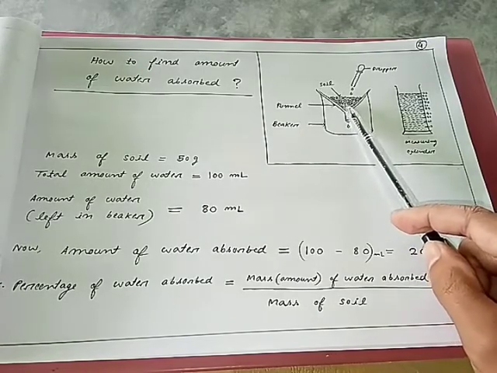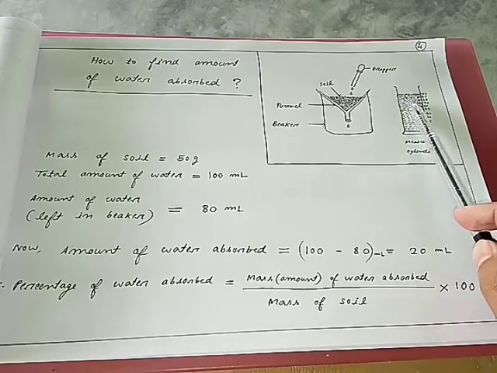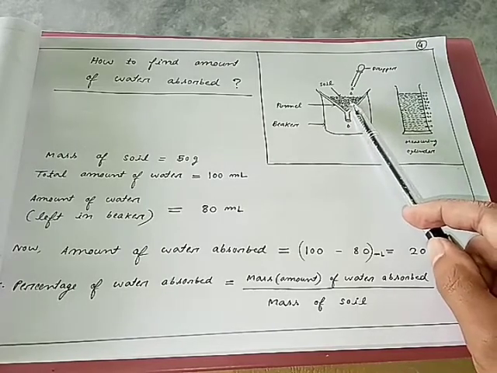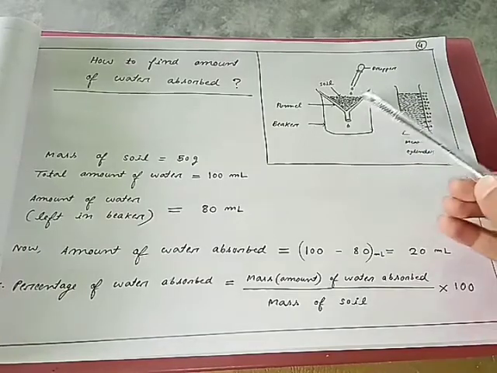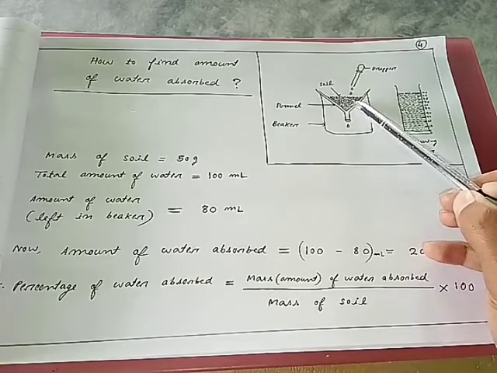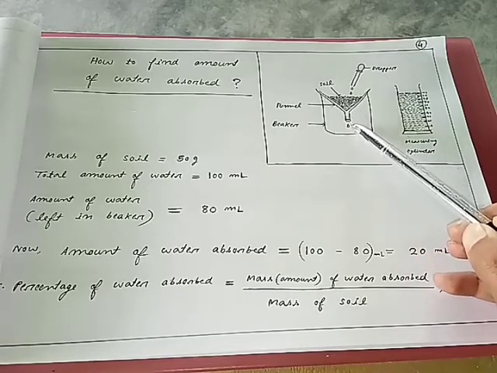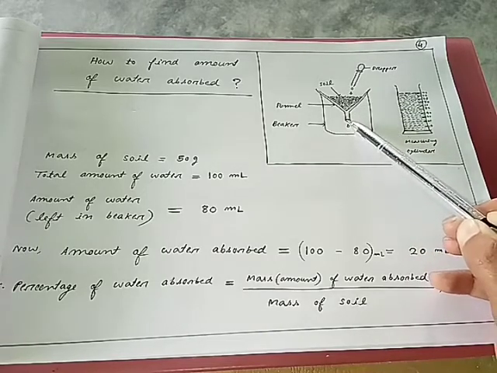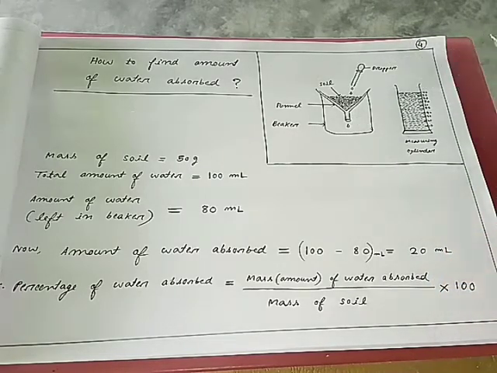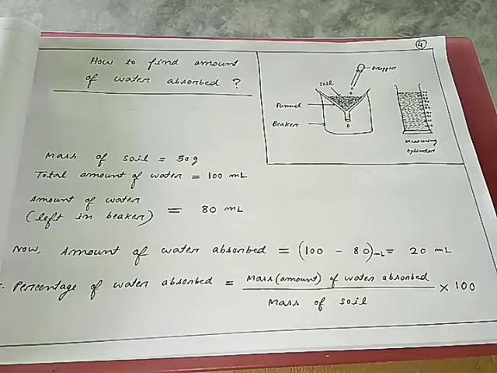Now what you have to do, with the help of a dropper, you collect the water from the cylinder and pour the water on the soil. When you pour the water on the soil, some amount of water will be absorbed by the soil and some water will percolate through this funnel. Now what we need to find is how much water gets absorbed by this soil.